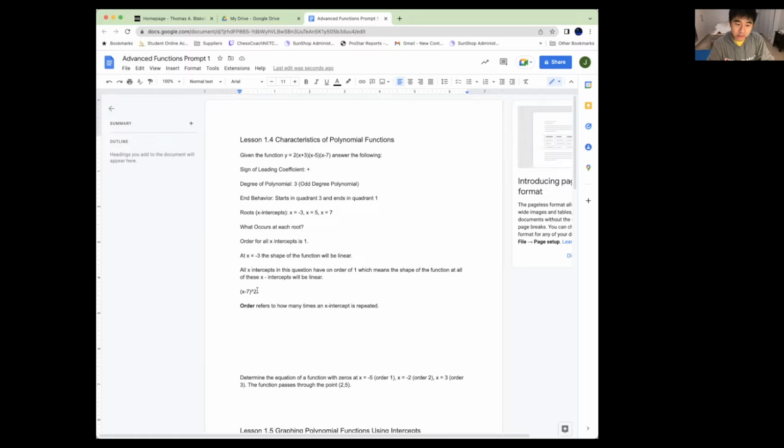So the way I just explained it, that's the way you can think about it when you're dealing with it and when you're performing calculations with it and graphing. But if you want to stick to the definition as well, let's go back to what order means. Order refers to how many times an x-intercept is repeated. So basically, here, I'll show you on a whiteboard.